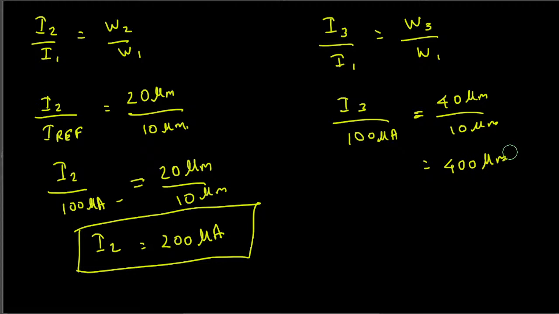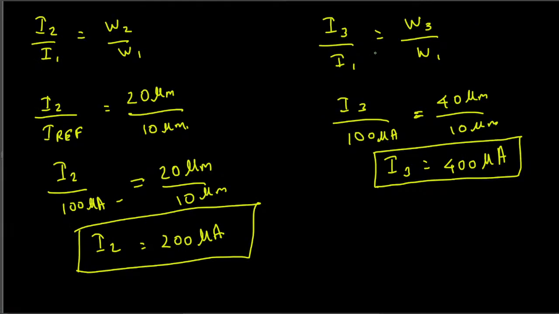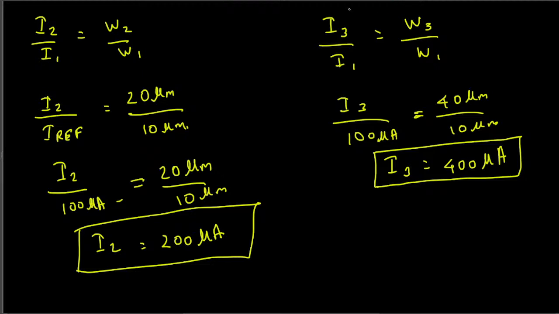Microampere. Okay, now these are the I2 and I3 current. When we assume the width of the first one to be 10 micrometer, and if you assume the width of the first one to be 20 micrometer, now things are going to be different. So we are going to say that one as a case 2.